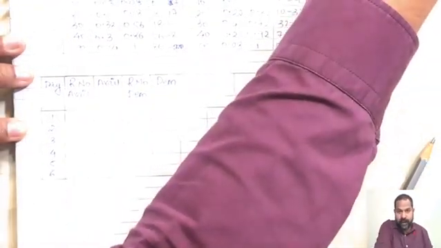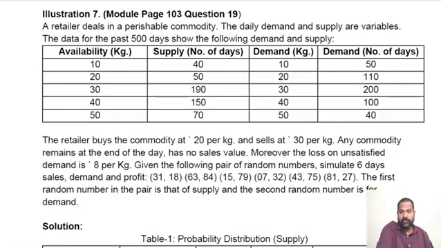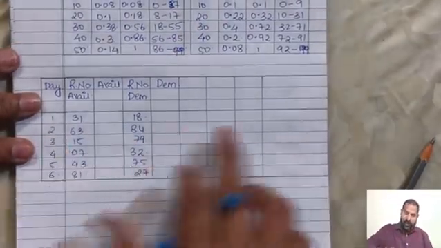Let's go back and write down the random numbers. What have they said? They have said that the first random number is for supply, which is availability, and the second random number is for demand. Okay then. So this is 31, 18. Then there is 63, 84. Then there is 15 and 79. Then there is 7 and 32. Then there is 43 and 75. And lastly, there is 81 and 27. Fantastic. So I have my random numbers.